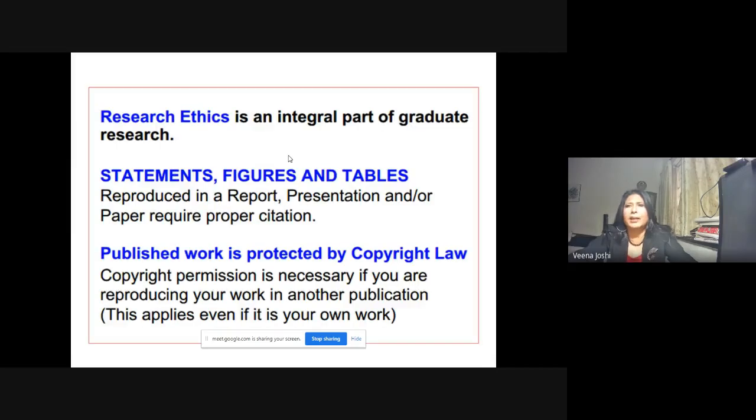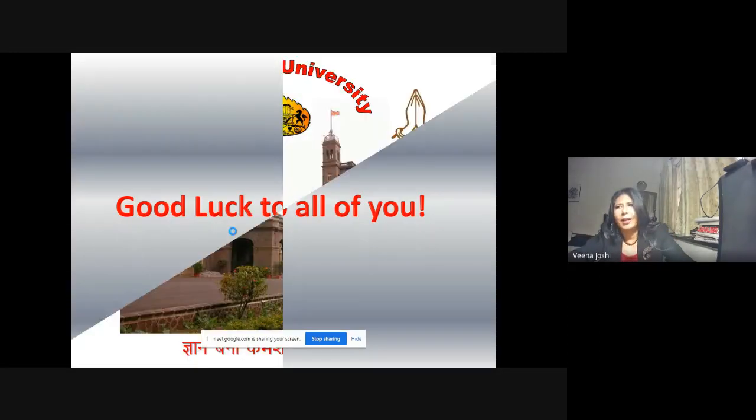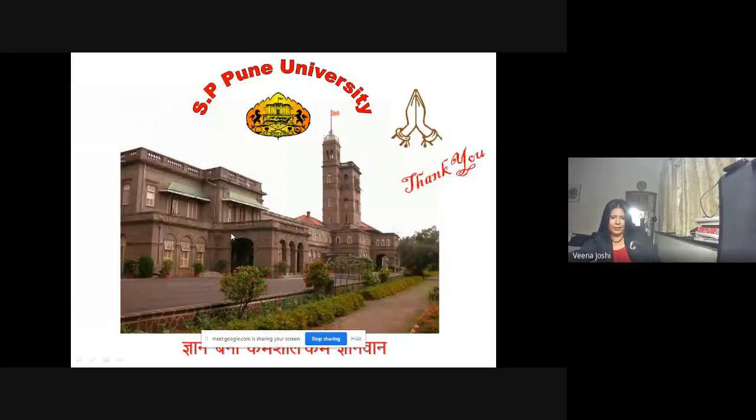To summarize, I have said everything. It is not the honors and prizes and fancy outsides of life which ultimately nourish our soul. It is the knowing that we can be trusted, that we never have to fear the truth, that the bedrock of our very being is good stuff. So this is what research is. Good luck to you all.